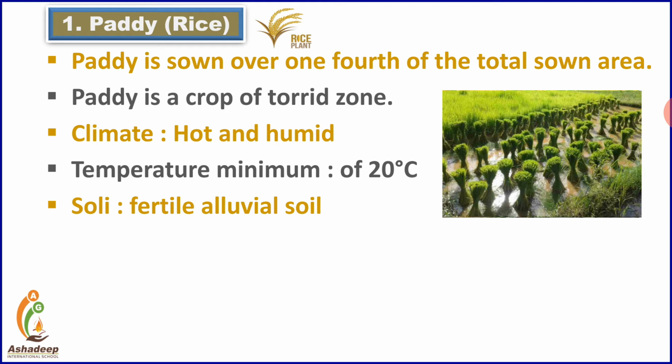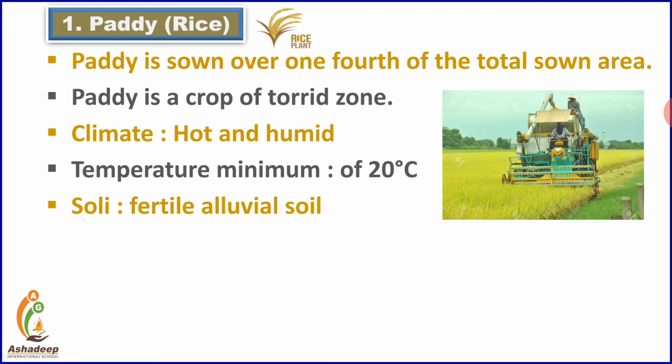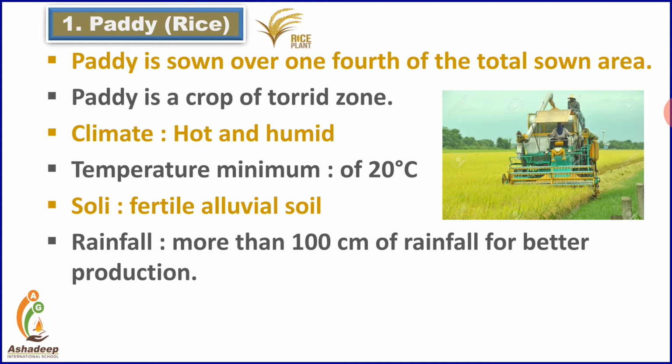So whatever alluvial is brought by the different main rivers, such alluvial will be helpful to grow paddy or rice. In order to grow the rice, more than 100 centimeters of rainfall is required. Why? You might be aware that the rice is grown in a water-filled farm, and in order to get a good crop, water is the main requirement, and that's why those regions and those areas which receive more than 100 centimeters of rainfall, there the rice is grown.